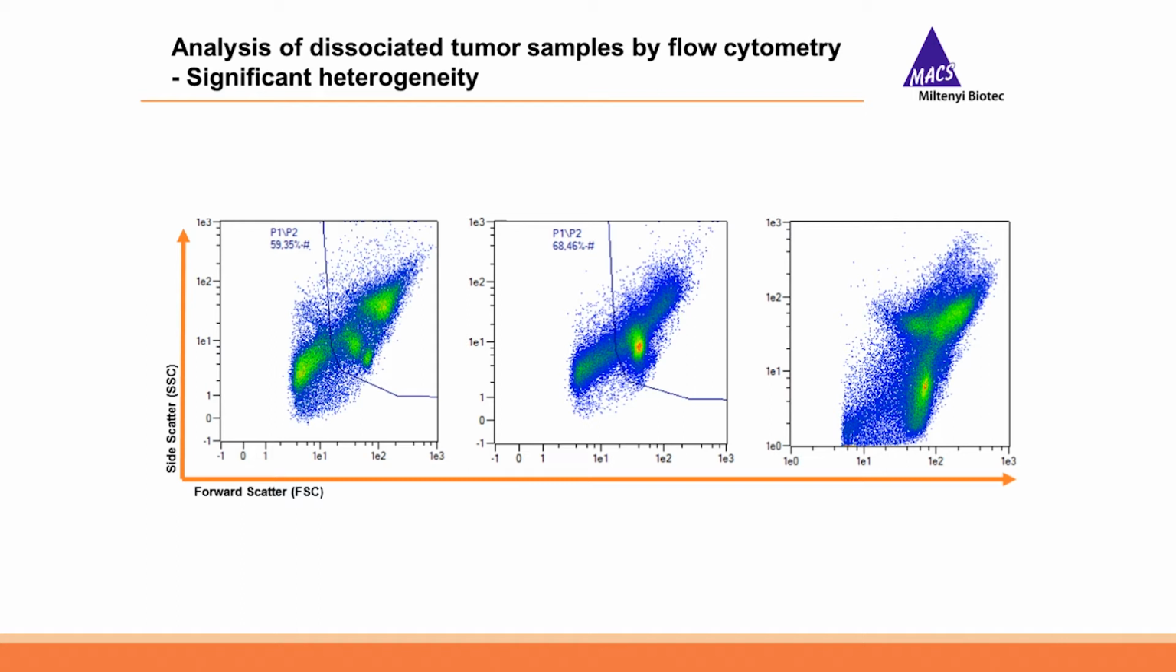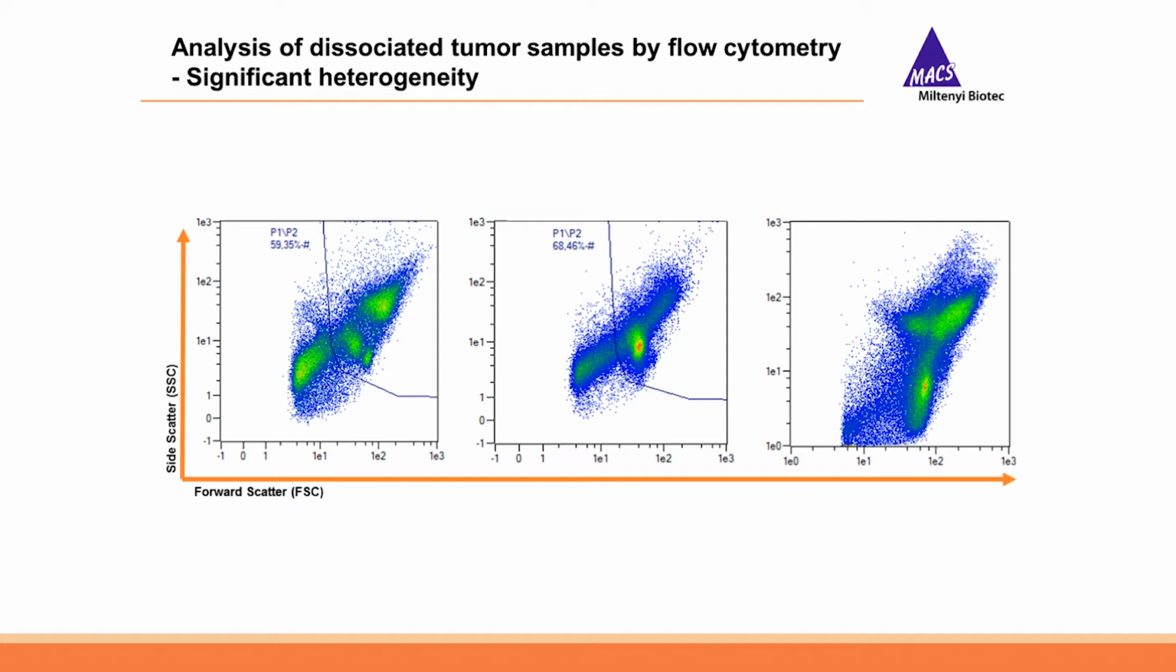And on this slide, you see that in contrast to many other samples, like cell lines or PBMC, there's a significant heterogeneity in dissociated tumors. So here you see 3 different examples of a dissociated tumor tissue, and you see they also look very, very different among each other.